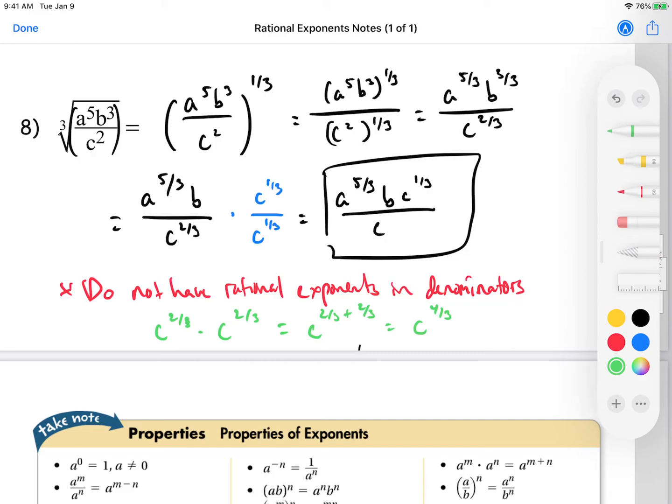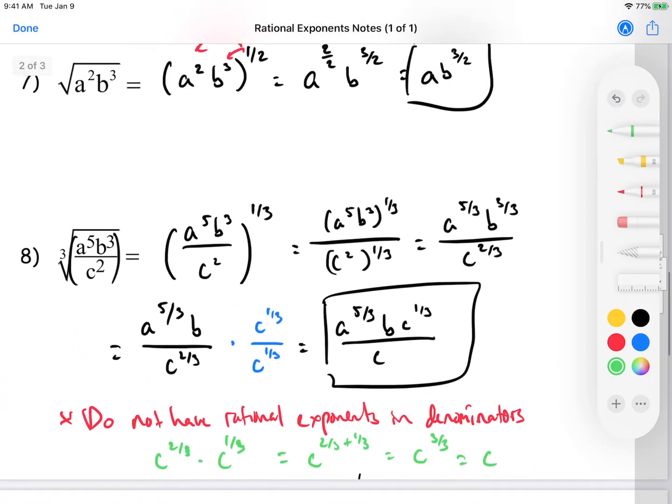The reason that we changed that to 1/3 is c to the 2/3 times c to the 1/3, right? I add 2/3 plus 1/3, which would give me c to the 3/3, which is just equal to c. So that's why we multiply it by 1/3. So another way of thinking about it, right?